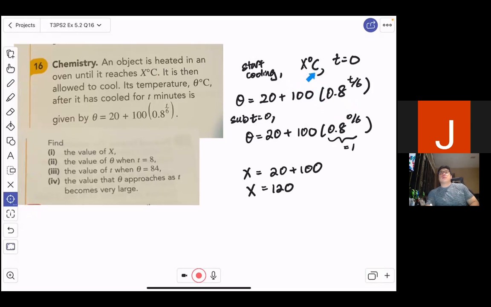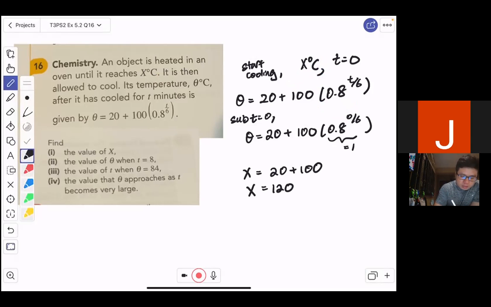So X is equal to 120, because X is theta when the time is 0. When you start cooling, the temperature of the object is X degrees, where your time has just started at 0. So this is part 1: X equals 120.